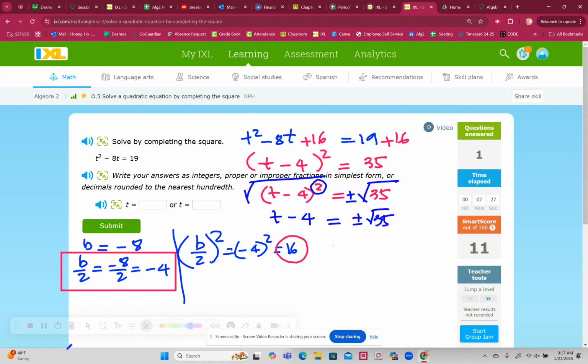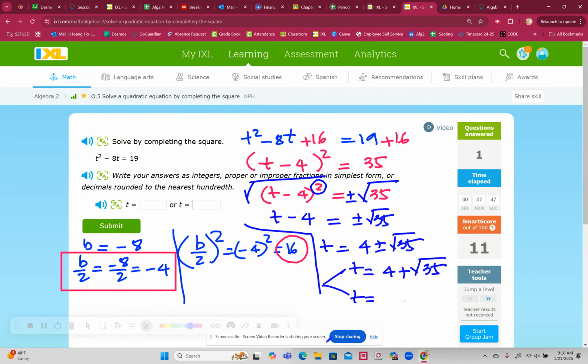You want to solve for t, so you don't want the negative 4 right there. Negative 4 moves to the right side and becomes positive 4, plus minus square root 35. So you got two answers. t equals 4 plus square root 35, and then t equals, I'm sorry, positive 4 subtract square root 35. The two answers, put in the box. Let's take a look here.